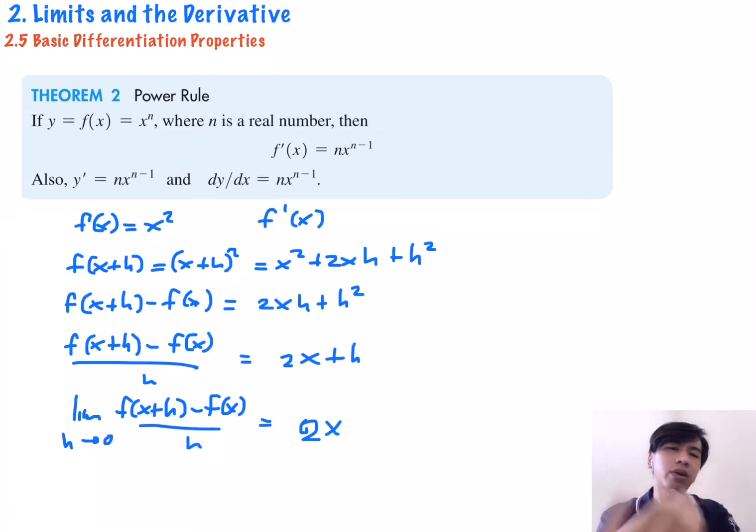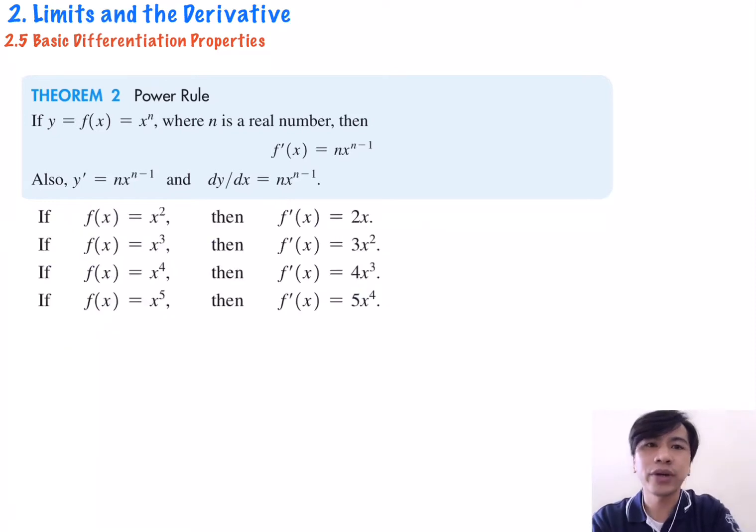Now this works for x squared. What happens with x to the power of 3 and the other x to the power of n? Apparently, for x squared you have 2x.